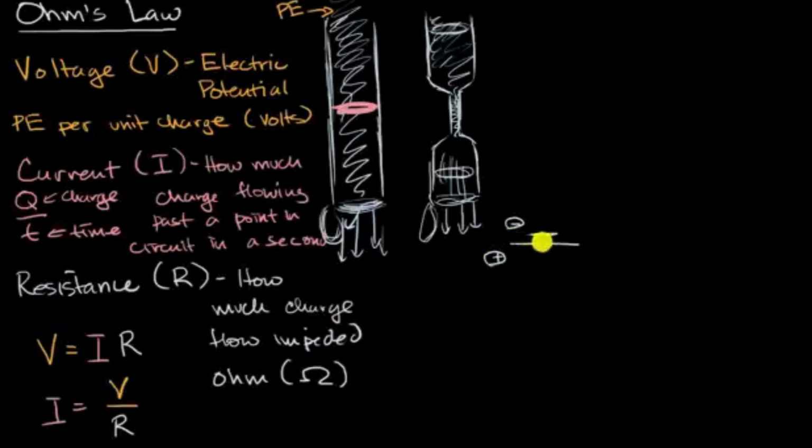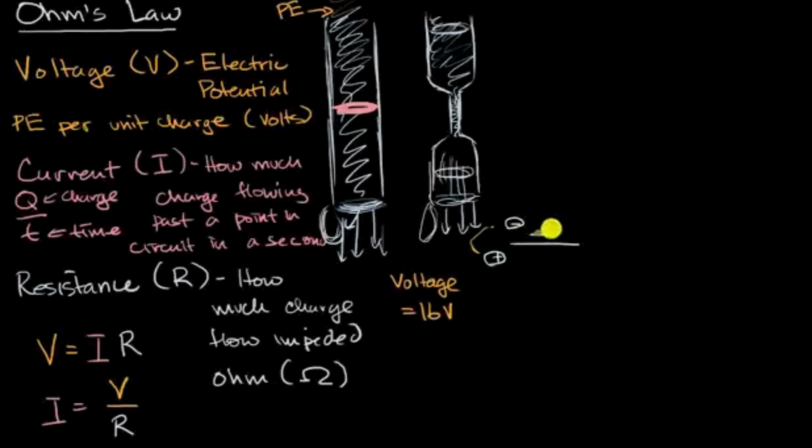Associated with that battery, I could have some voltage. And just to make this tangible, let's say the voltage is equal to 16 volts across this battery. One way to think about it is the potential energy per unit charge. Let's say we have electrons here at the negative terminal. The potential energy per coulomb here is 16 volts.